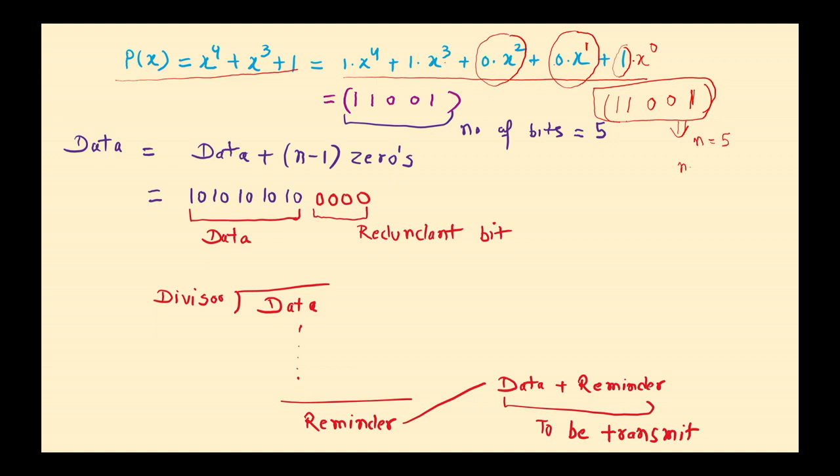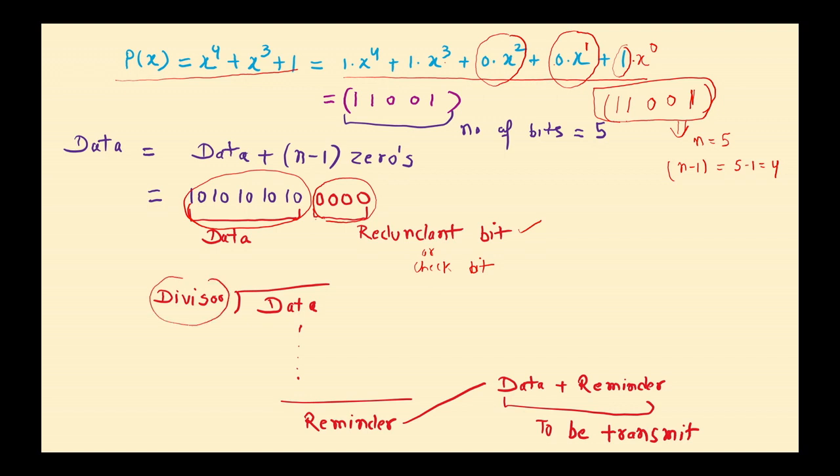So n minus 1 bits are to be included in your original data, which is already given. That means 4 extra 0s are to be included in the original data, and these extra bits are used only for error detection. This is known as redundant bits, or sometimes check bits.